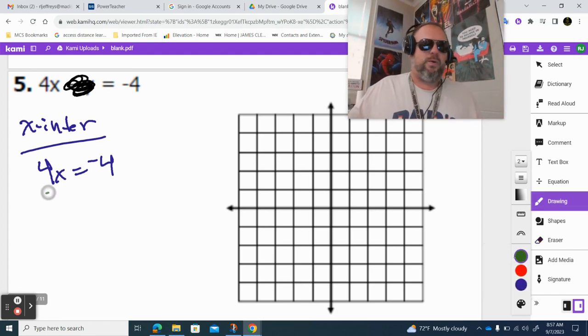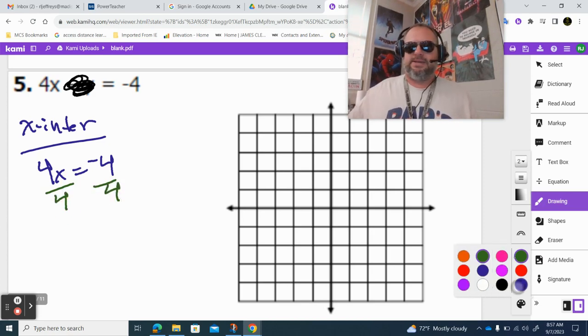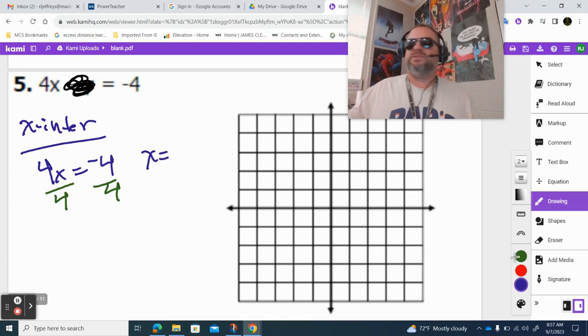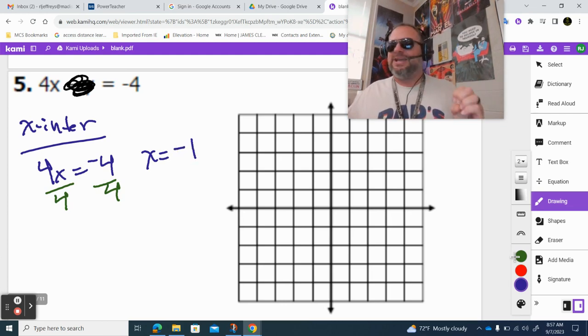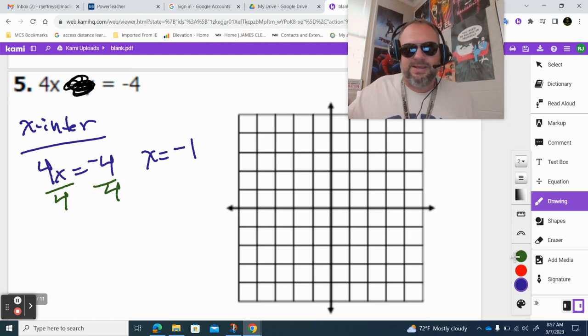Now, I do this. I would divide by 4 on each side. I would get X equals 0, right? No. Okay, good. It's -1. The reason why I said that, I actually have seen on some of y'all's tests that something divided by itself is 0. So X is -1. Bam.